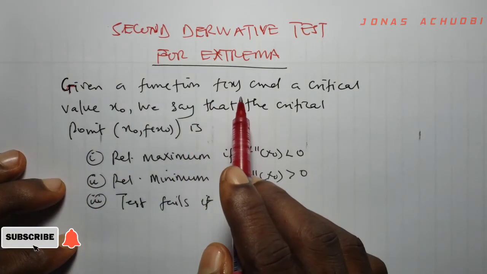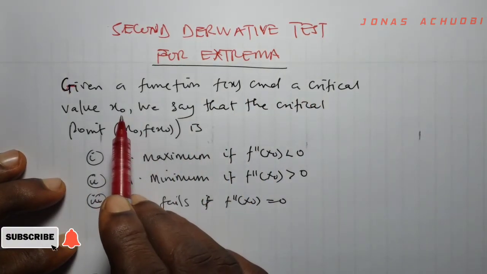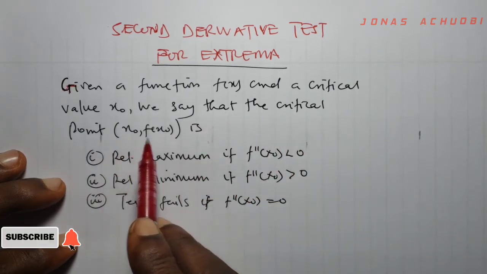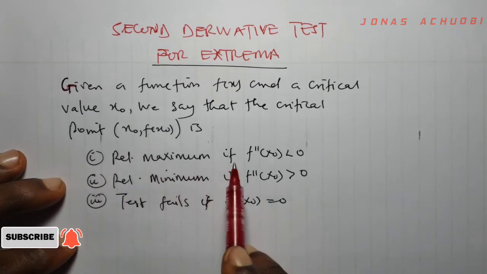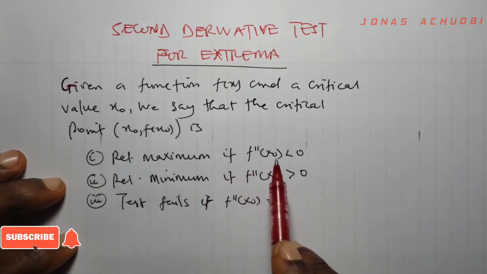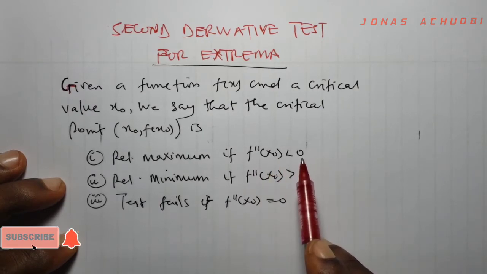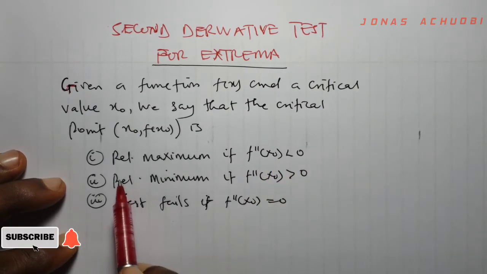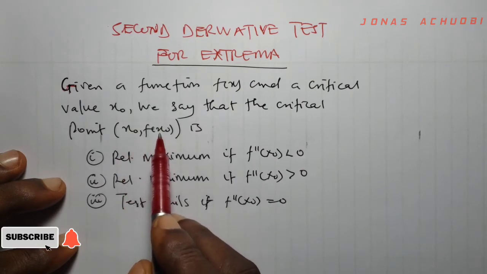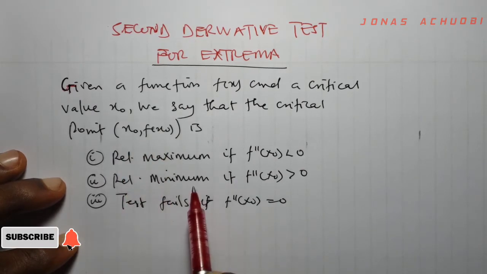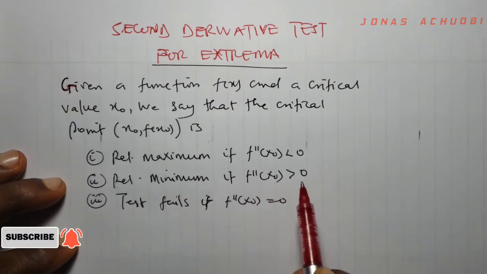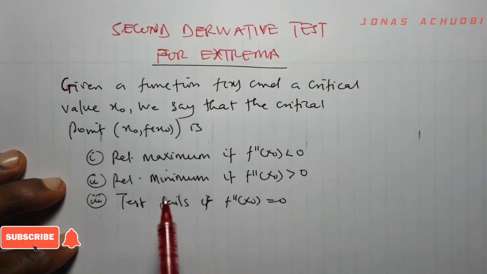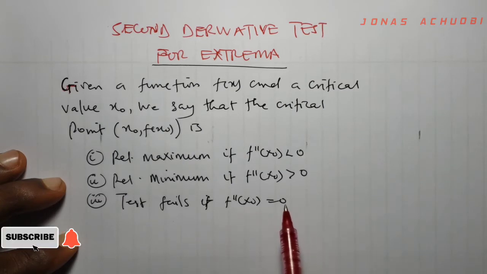Given a function f of x and a critical value x0, we say that the critical point x0, f of x0, is one, a relative or local maximum if the second derivative of the function at the critical point x0 is less than 0, that means it's negative. Two, a relative or local minimum if f double prime, the second derivative at that critical value, is positive. And we say that the second derivative test has failed if the second derivative at that critical value is 0.